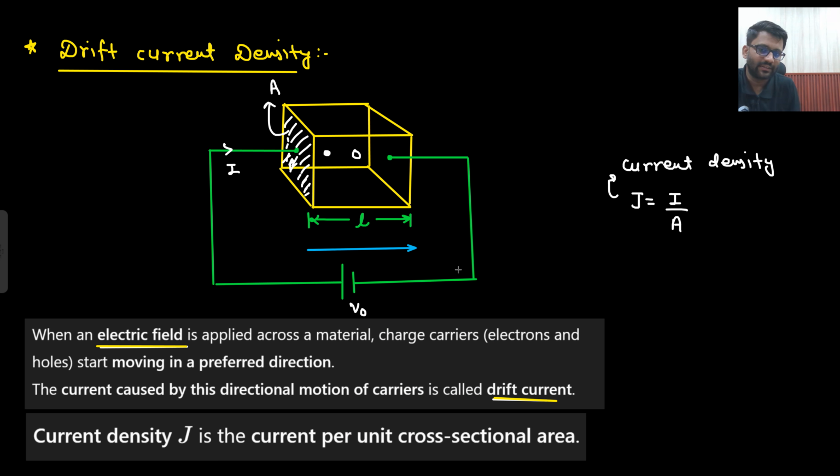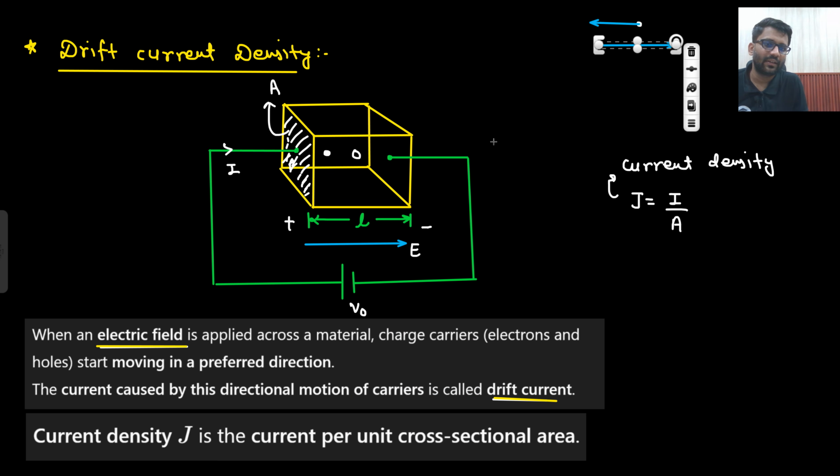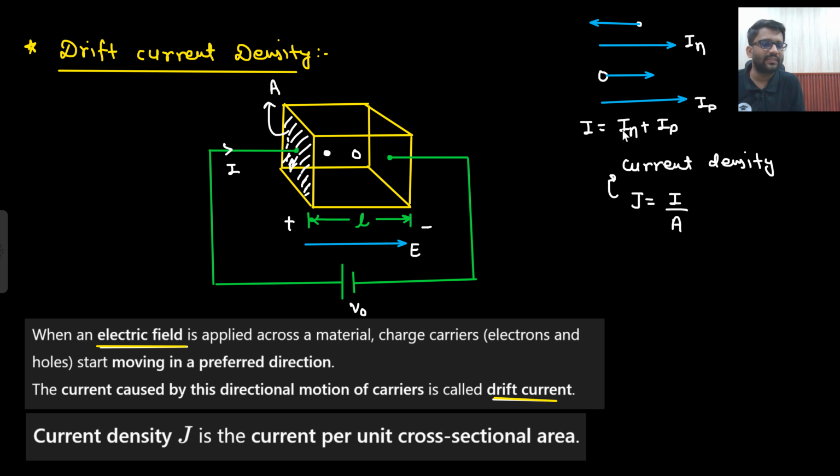The direction of the applied electric field is this. Why? Because the positive potential V will reach here and the negative potential will reach here. The direction of the electric field will always be from positive to negative. Electrons will move in the opposite direction to the electric field, so the current will be this, and holes will move in the direction of the electric field, so the current will be this. This is the current because of the electrons, and this is the current because of the holes. So what will be the total current? In plus Ip. Always the currents will be added up.